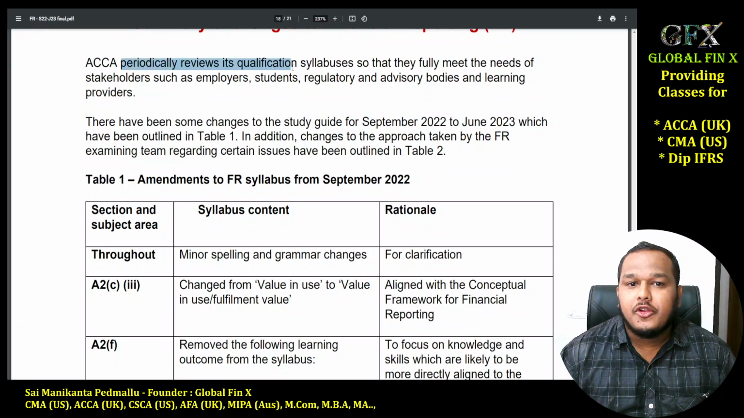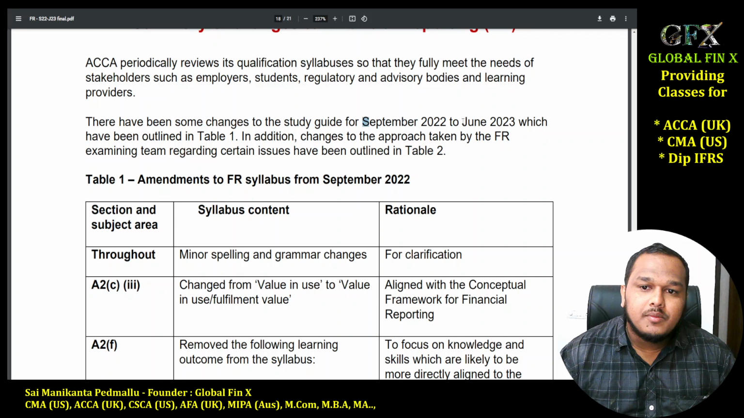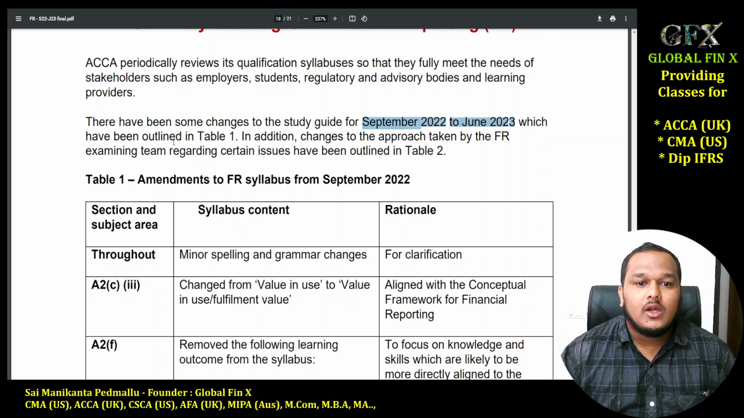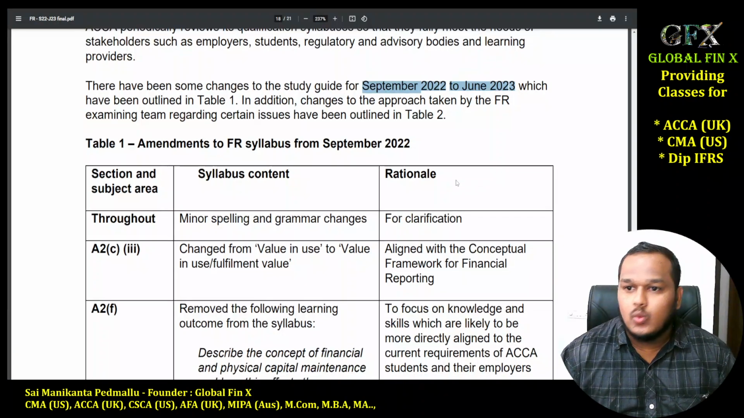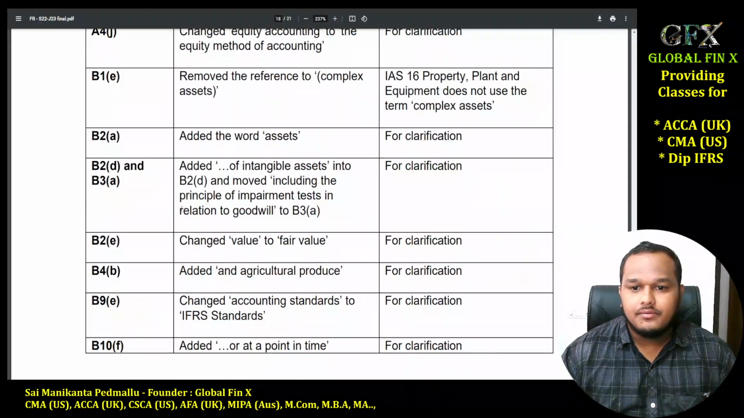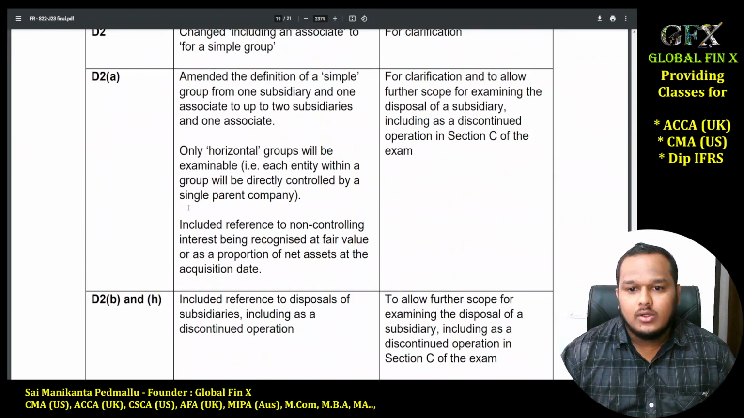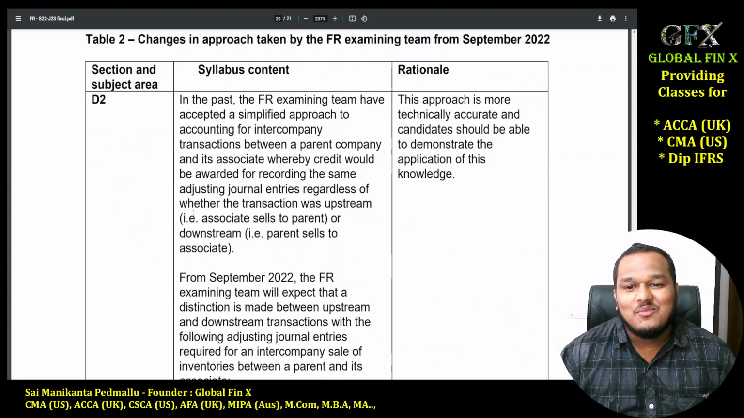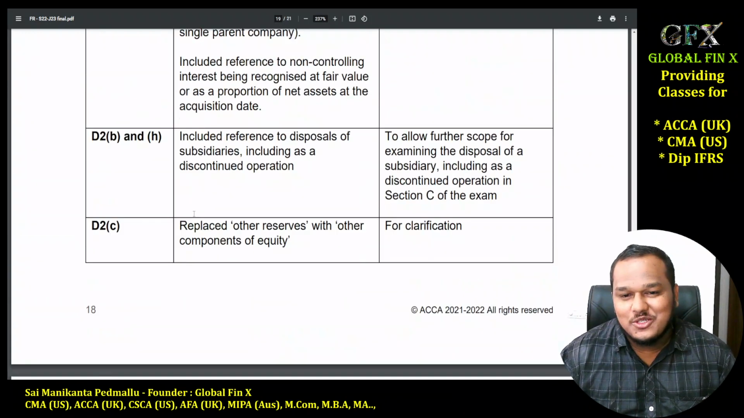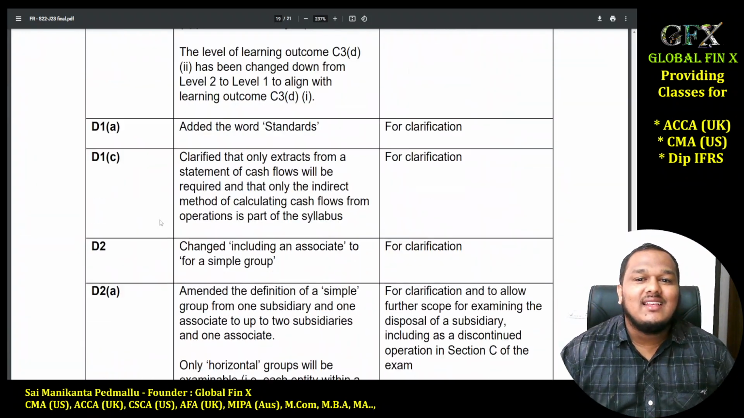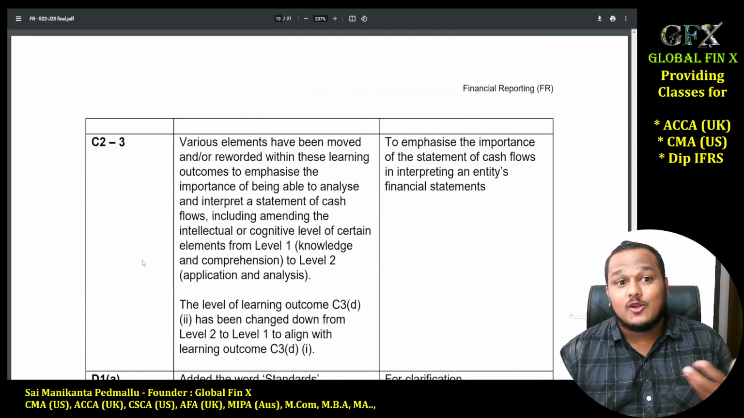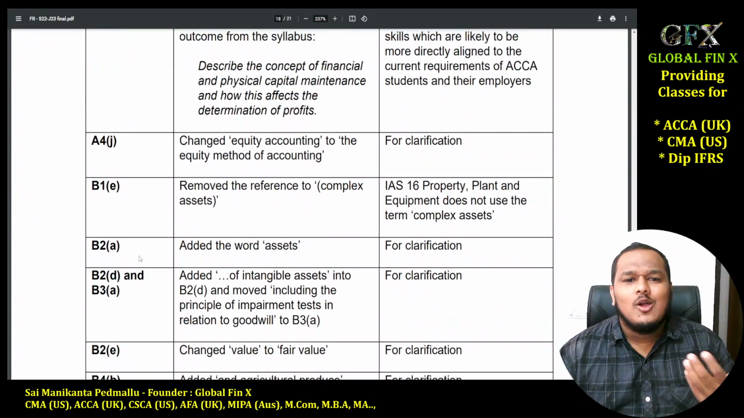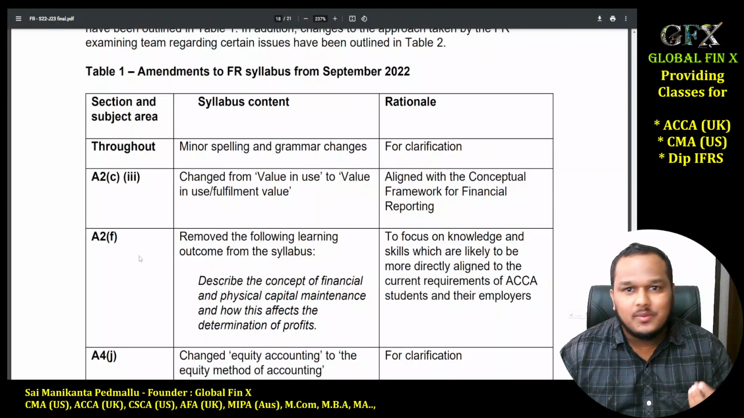ACCA periodically reviews the qualifications. There have been some syllabus changes for September 2022 till June 2023, which have been outlined in Table 1. Let's see these changes one by one. First of all, how many changes do we have? We have a good number of updates given, but most of these are just clarifications issued by ACCA. These are not really complete syllabus changes or topic introductions or anything like that. Most of these are clarifications issued by ACCA.